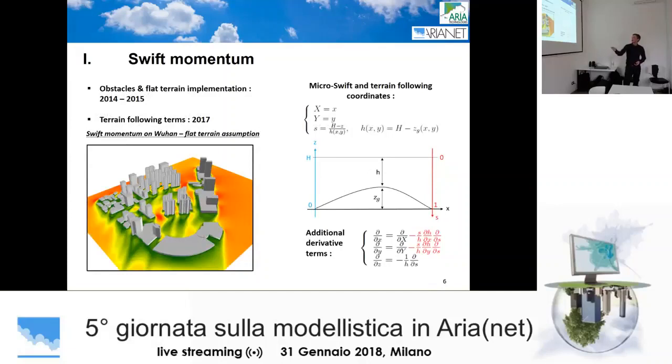Here we have an example of outputs provided by Swift when we use Swift Momentum. This module of momentum was implemented during the years 2014, 2015 in obstacle mode and using the flat terrain assumption. Last year, we made an upgrade of this module to take into account terrain-following terms and to represent the topography, the effect of the topography on the flow.